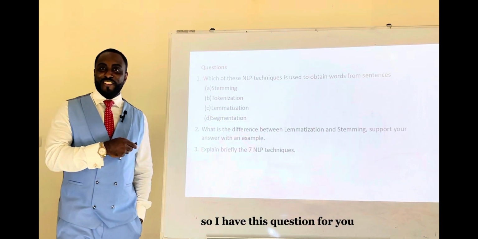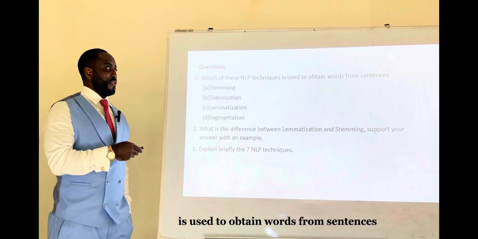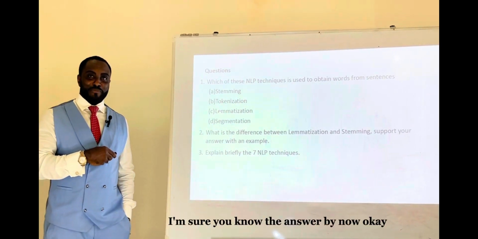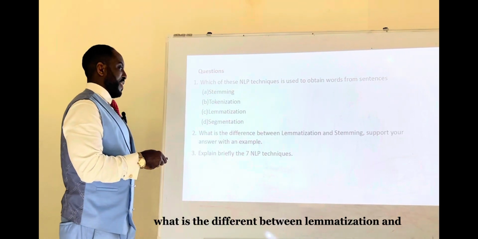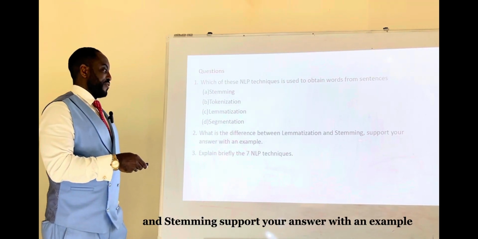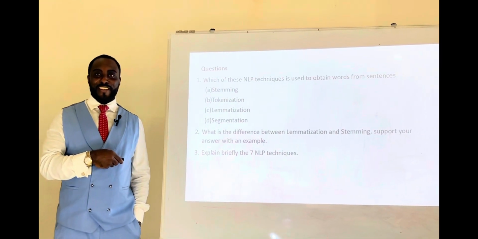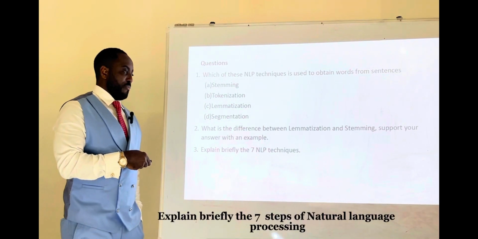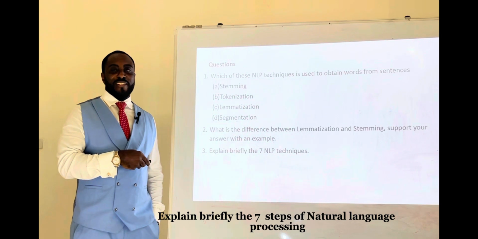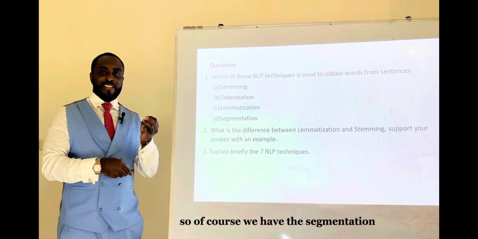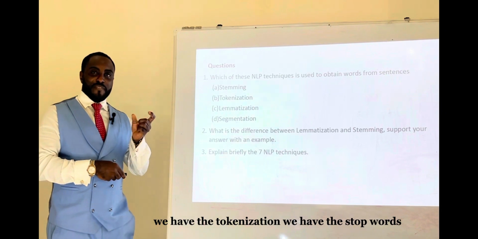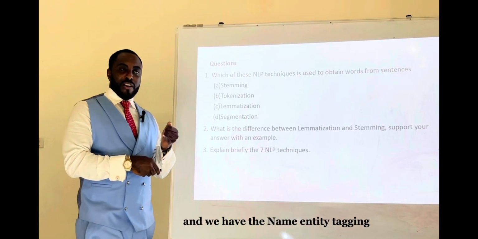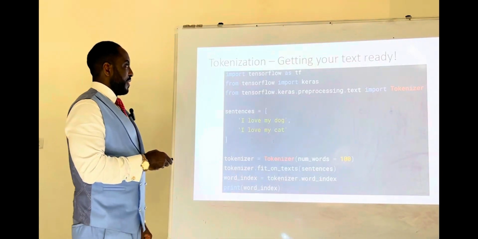So I have this question for you to answer. Which of these techniques is used to obtain words from sentences? Okay, so I'm sure you know the answer by now. Another question: what is the difference between lemmatization and stemming? Support your answer with an example. Definitely, you know the answer because I've explained that. My third question will be: explain briefly the 7 steps of natural language processing. So of course we have the segmentation, the tokenization, the stop words, the stemming, the lemmatization, the speech tagging, and the named entity tagging.